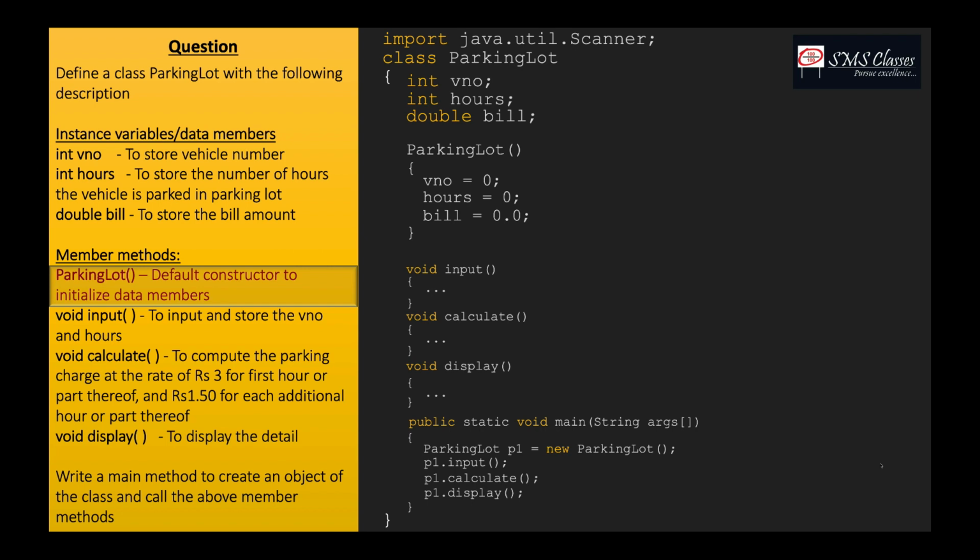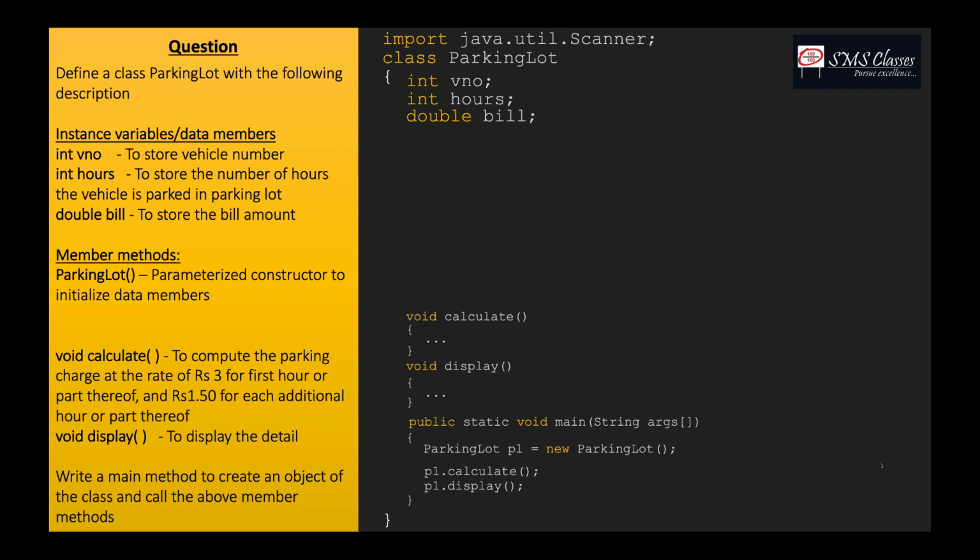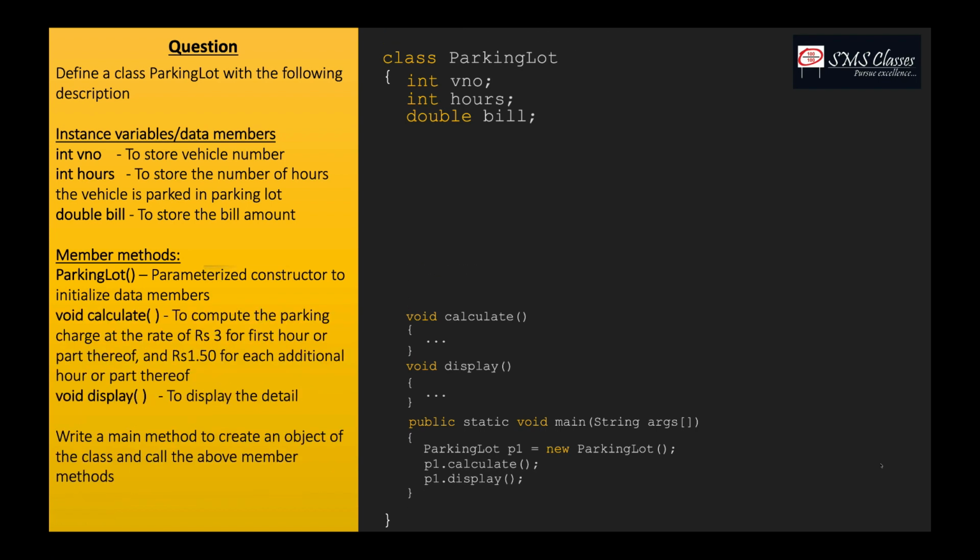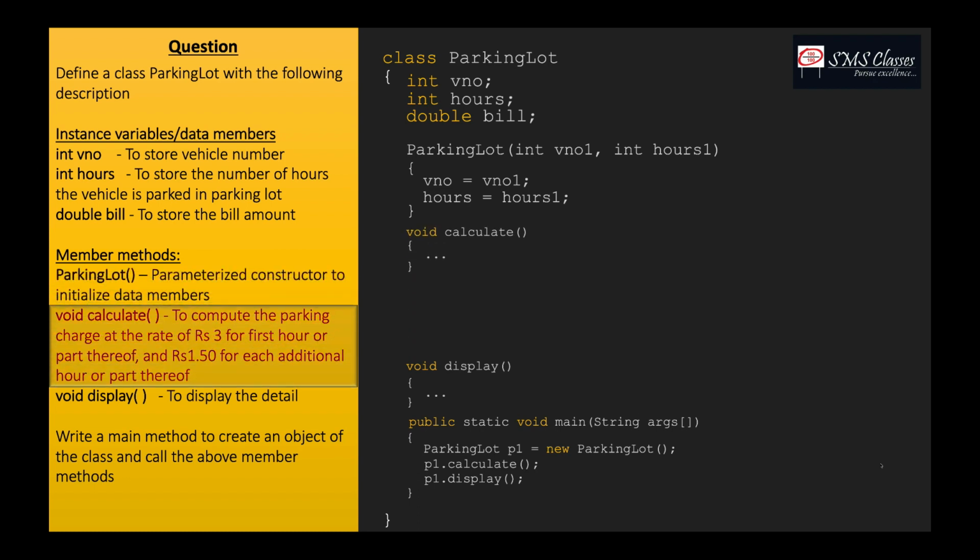This is the default constructor. If they ask for a parameterized constructor, again we write a constructor with the same name as the class, but this time it should accept vehicle number and hours as the parameters. So this is your parameterized constructor. The calculate method remains the same, and the display method remains the same as what we wrote already.